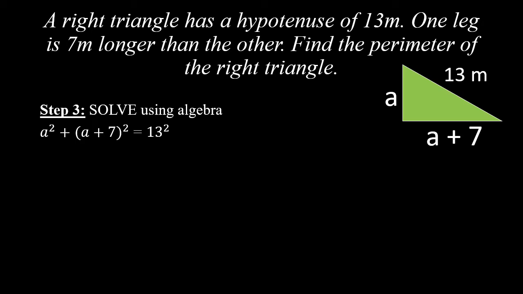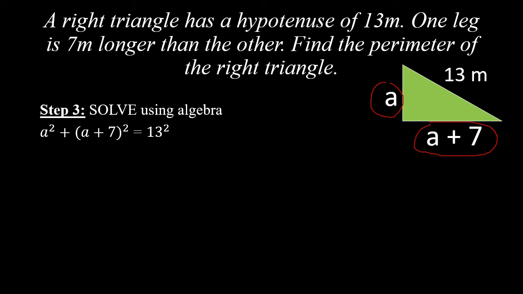Okay, so now we can move right into the solve step. We're going to solve using algebra. As we discovered on the previous slide, we were able to get this lovely equation, a squared plus the quantity a plus 7 squared equals 13 squared. We got that from the Pythagorean theorem, which says a squared plus b squared equals c squared. Here, our first leg we just named a. Our second leg we knew was 7 meters longer than our first, so we named leg b a plus 7, and our hypotenuse we knew was 13 meters in length. So a squared plus b squared equals c squared, right? That's where that came from.